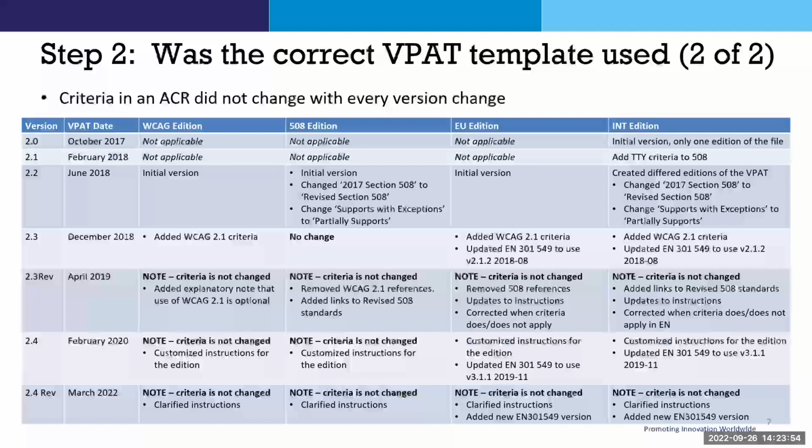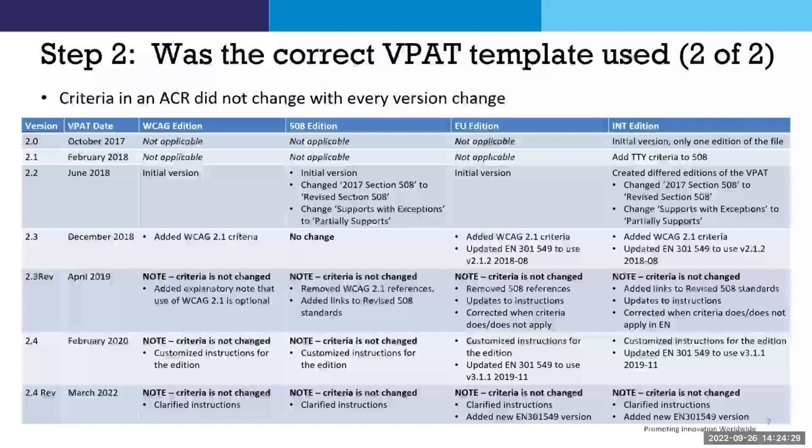And I know that this slide has a lot of information, but you could pause the video and take a screenshot or look at the ITI's website and get a copy of this, because if someone were to turn in an old version, you might want to request a newer version. But if the criteria didn't change, for example, from April of 2019 to February of 2020, the criteria didn't change.